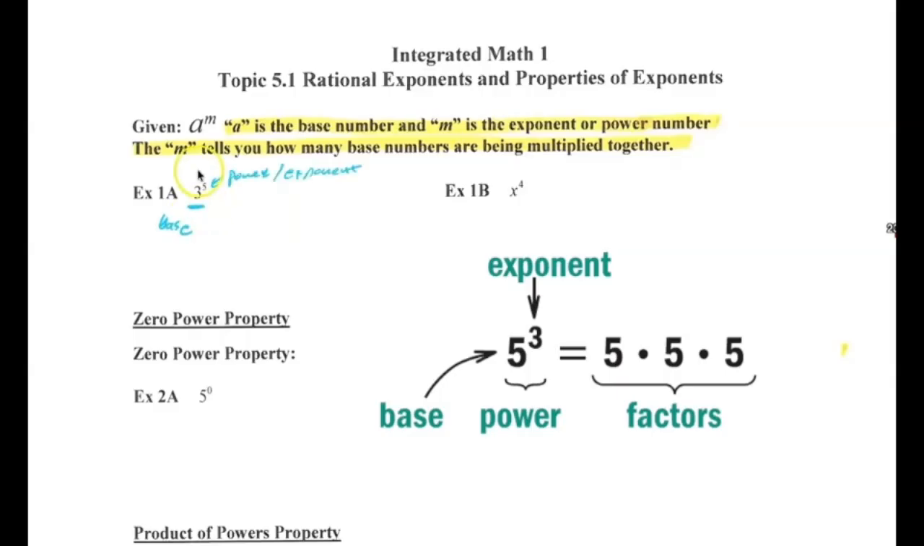And then all this means is, this is how many times we want to multiply the base by itself. So in this case, we're going to multiply 3 times itself 5 times. That's what 3 to the 5th means. It means 3 times 3, 5 times. And then you can multiply it all together, and you get 243.